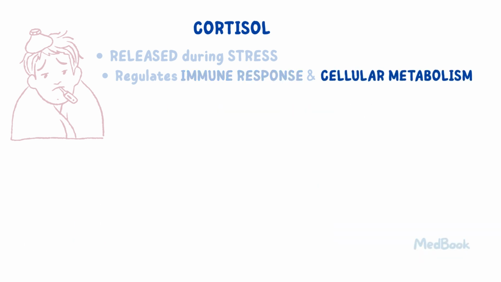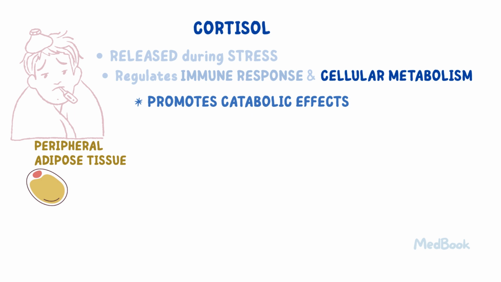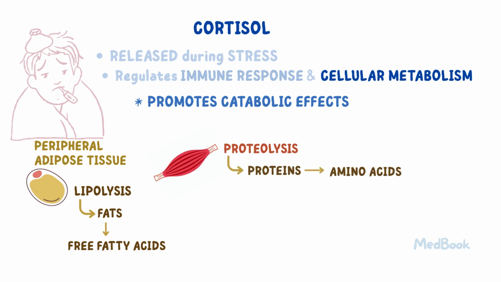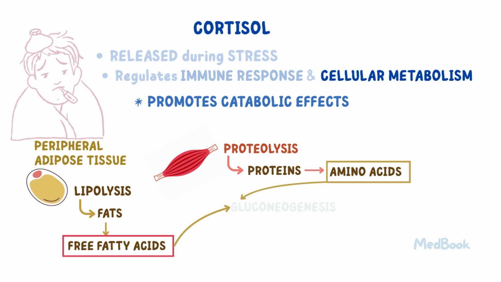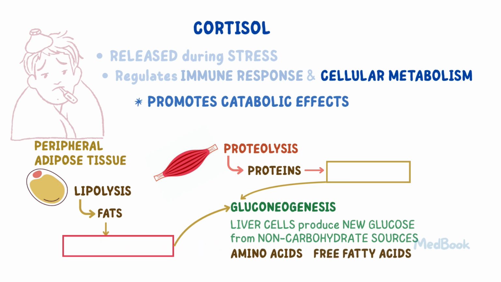Now, for cellular metabolism, cortisol promotes overall catabolic effects on the body. In peripheral adipose tissue, cortisol triggers lipolysis, which is the breakdown of fats into free fatty acids. In the muscles, cortisol stimulates proteolysis, which is the breakdown of proteins into amino acids. Often these free fatty acids and amino acids serve as a substrate for gluconeogenesis, a process where the liver cells produce new glucose molecules from non-carbohydrate sources like amino acids and free fatty acids.